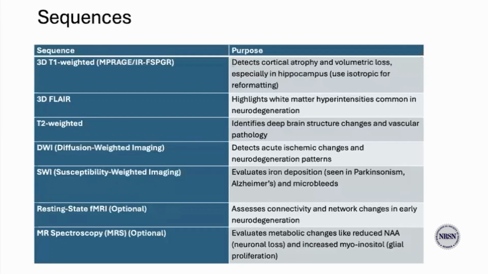So resting state fMRI is indicated as optional because, as I said, we also don't do it, mostly because we don't have the licenses. But of course, it's something I would want to experiment more on and see what impact it has. So it's used to assess connectivity and network changes in early neurodegeneration. Then we have MRS to evaluate metabolic changes like reduced NAA, which is an indicator of neuronal loss, or increased myo-inositol, which could show glial proliferation.